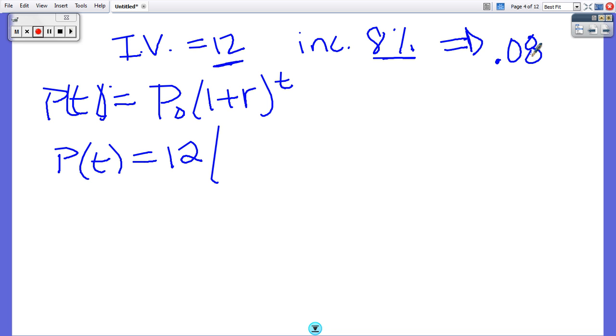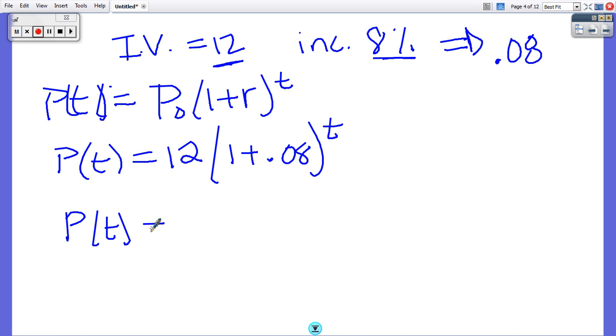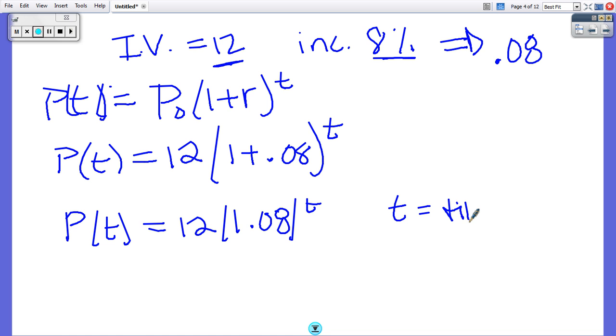0.08. When I add that to 1, I'm going to get 1 plus 0.08 raised to the t. And then I could go ahead and simplify that a little bit more and get P of t is equal to 12 times 1.08 to the t. And then you might want to just say that t is equal to time. This is your final answer.